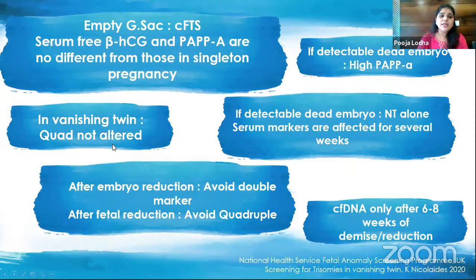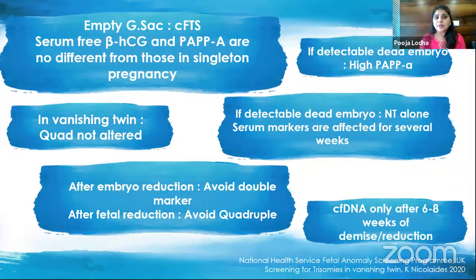In vanishing twin, you may skip the double marker, but this is an unusual situation where you can actually use the quadruple marker because they say that by the time she's 16 weeks, the effect of the dead embryo would have gone on the maternal biochemistry. Now, after embryo reduction, avoid doing a double marker. If you want to reduce from twins to singleton, which we do nowadays for social reasons, do a double marker, do a proper combined screening, and then do a fetal reduction. Do not do a double marker after doing a fetal reduction.